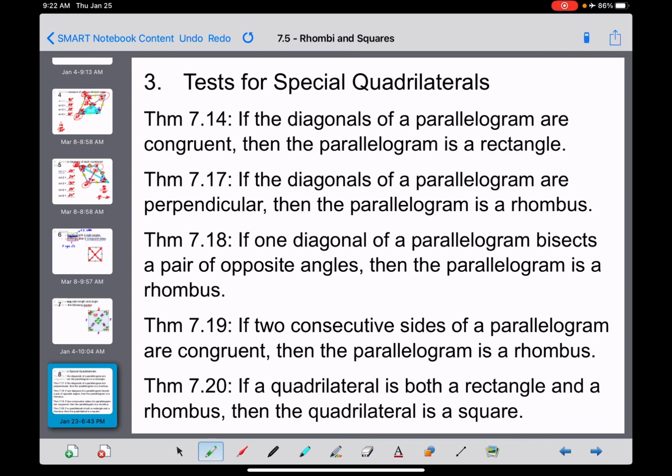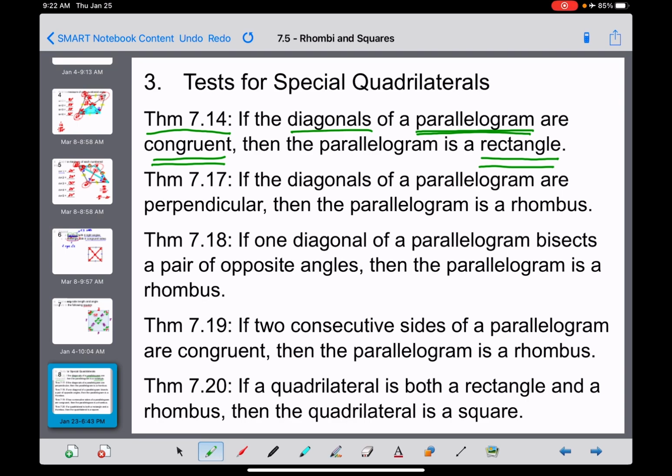So Theorem 714, I really should have put that in the previous section, but to be honest, I forgot to do it, so I'm going to cram it in there right now, but in the future you might already have this theorem in your notes from 7.4. It tells us that if the diagonals of a parallelogram are congruent, then you know you're dealing with a rectangle. So if you already know that your figure is a parallelogram, you should test the diagonals. And if the diagonals end up congruent, then you are dealing with a rectangle.